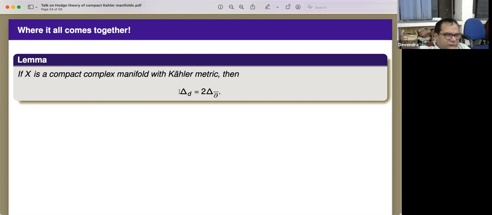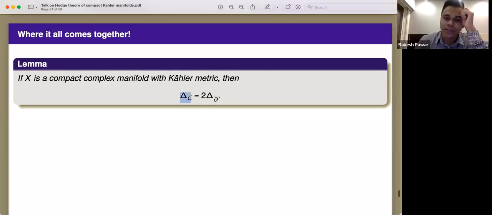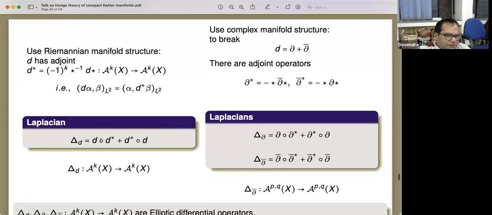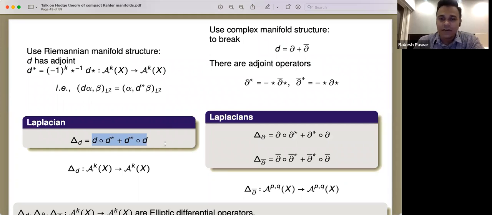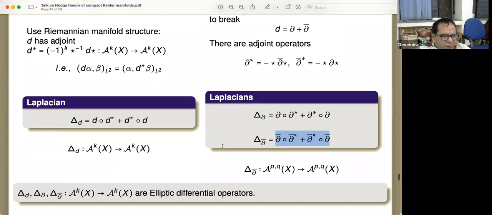Is there an easy way to see this relation? I think this is just a calculation. You just have Δ_d is a sum of two things. Δ_d is a particular operator like this, and there is an explicit operator like this. So you just evaluate, and you have to play with the metric, adjointness. There are all kinds of identities that one has to use. So it's a very Kähler thing used there to prove that.